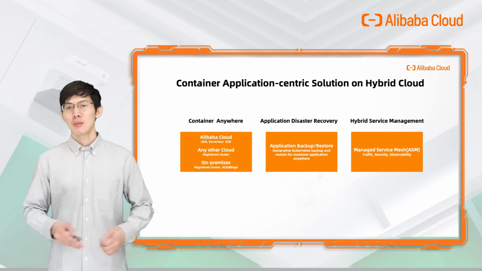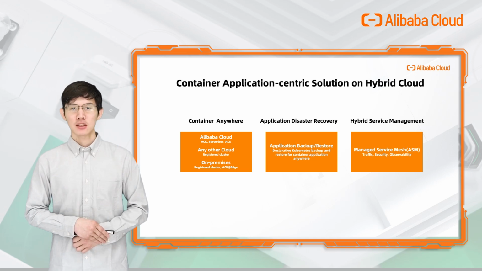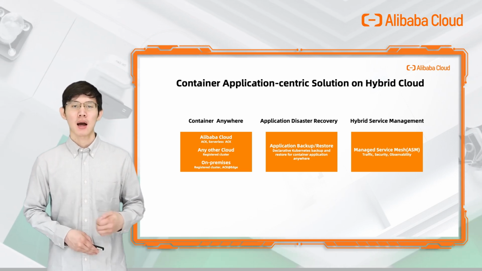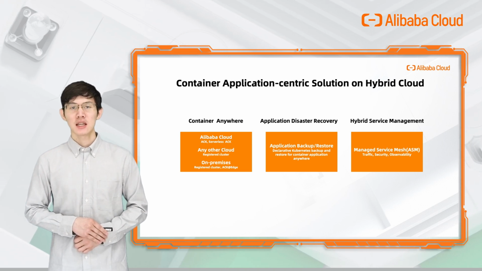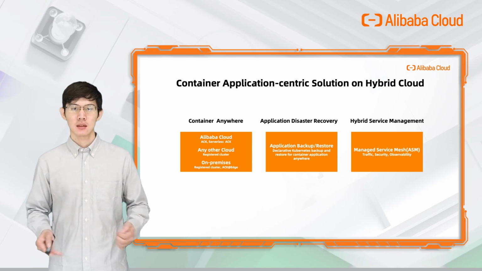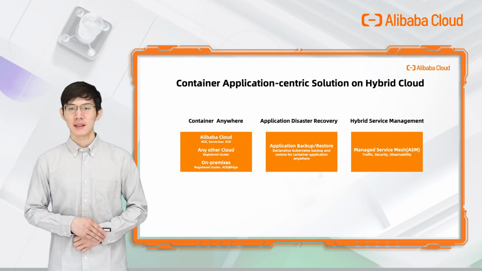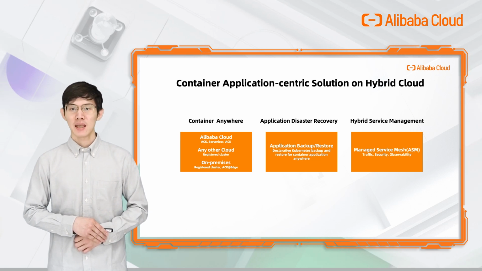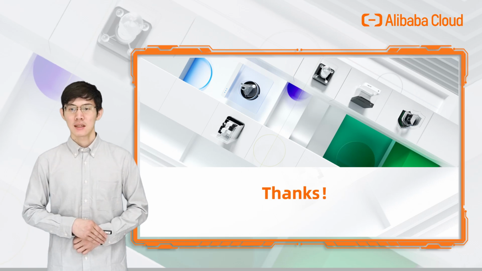In the last two demos we have seen that Alibaba Container Services can manage containers on Alibaba Cloud, other clouds, and on-premises. With ACK application-centric disaster recovery, applications across hybrid clusters can be backed up and restored with declarative Kubernetes API and can be easily managed with Alibaba Cloud Service Mesh.